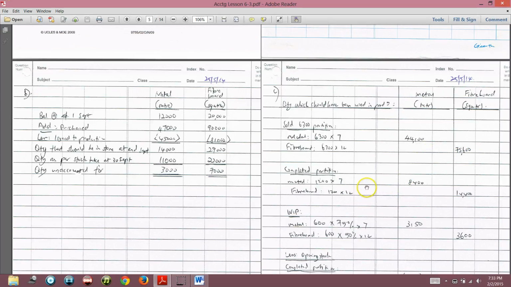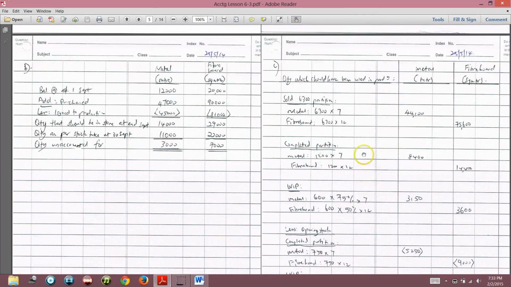Then there is a stock of completed partition. So the stock of completed partition would have consumed metal and fiber board. So now the production manager is trying to explain to his boss why he had used so much metal and so much fiber board. He said, boss, in order to produce the partition that was sold, I would have consumed 44,100 metal and 75,600 fiberboard.